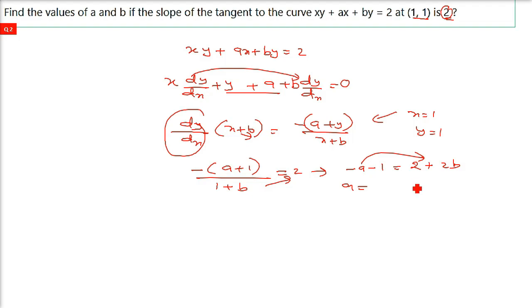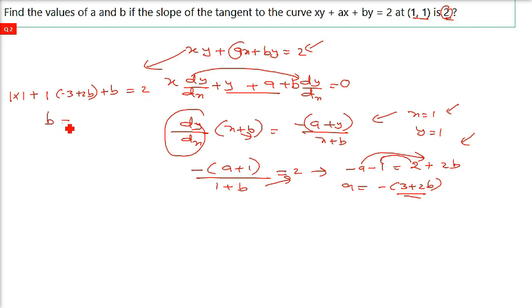The second equation is already given in the question itself: xy + ax + by = 2. The first equation I formed with the given condition of the slope of the tangent. So now we have a equal to negative 3 plus 2b. Since x and y are already given, we go back to the initial equation xy + ax + by, put x as 1, y as 1, and equate it to 2. But in place of a, we replace it by minus 3 plus 2b. So b will be equal to minus 4.